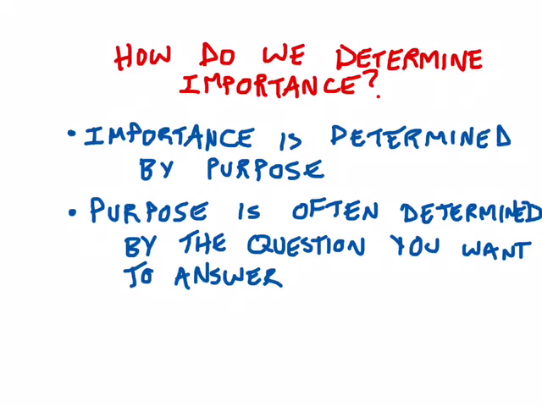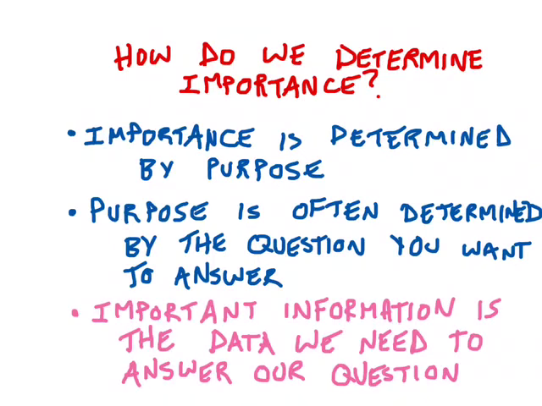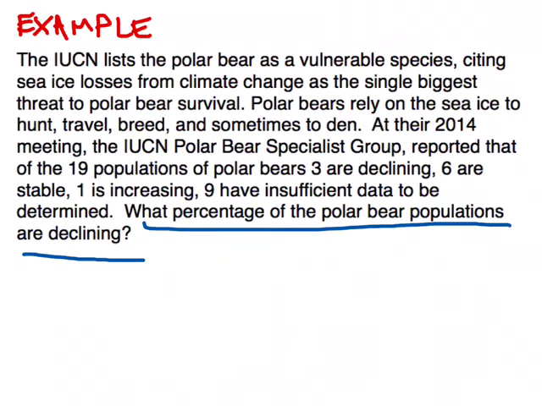And that gets us back again to this idea of how do we determine importance. Once we have a purpose or a goal in mind, importance is going to be, well, what information is applicable to my goal? Or alternatively, we might think about it as important information is the stuff or the data that we need to answer our question. So thinking about our question, our goal, what percentage of the populations are declining, well, we have to kind of access the information we already know about some of the stuff in here.